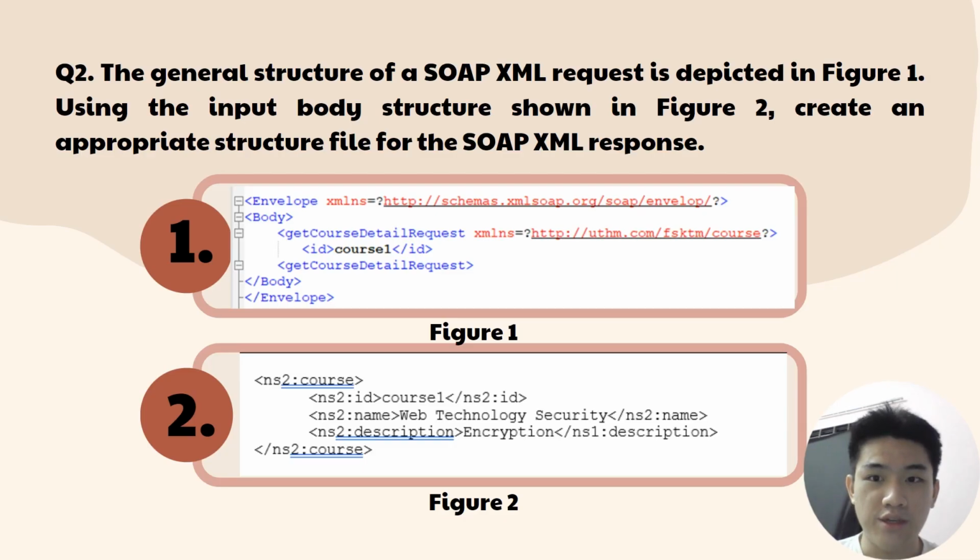So for the second question, the question states the general structure of a SOAP XML request is depicted in Figure 1. Using the input body structure shown in Figure 2, create an appropriate structure file for the SOAP XML response. So Figure 1 and Figure 2 is shown as here.